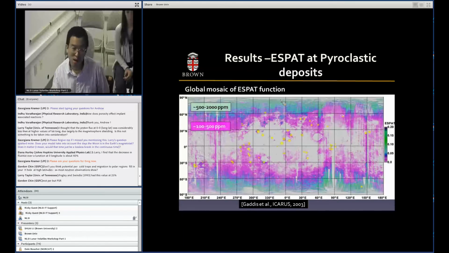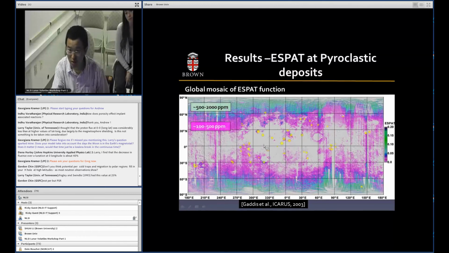And another thing we want to show here is the water content at pyroclastic deposits, because at a low latitude, for example, from 30 degrees south to 30 degrees north, we can see there is no obvious difference between mare and highland, but we do observe some very highly hydrated locations. For example, Aristarchus, Serenitatis, and the Humorum. You can see these are very highly hydrated. And we plot the pyroclastic deposit locations, and we can see they are consistent very well.